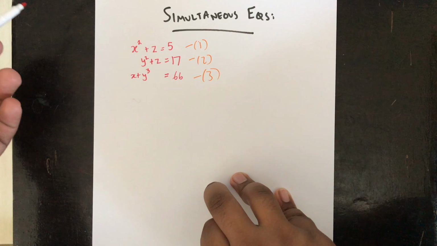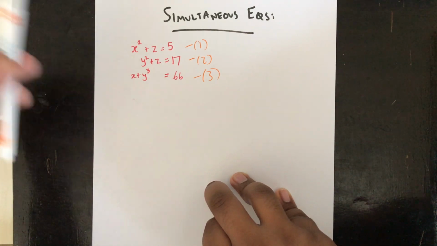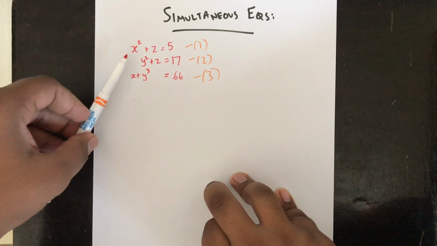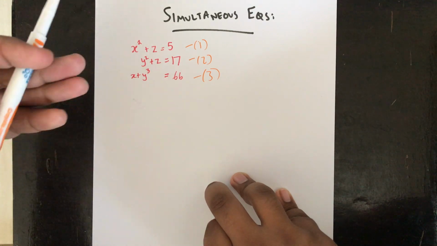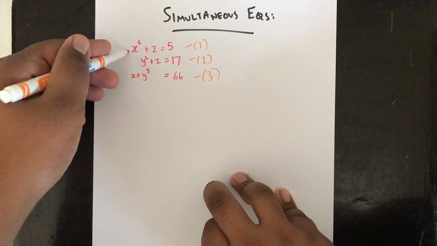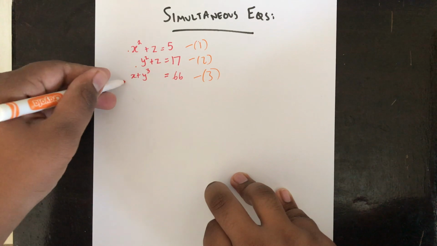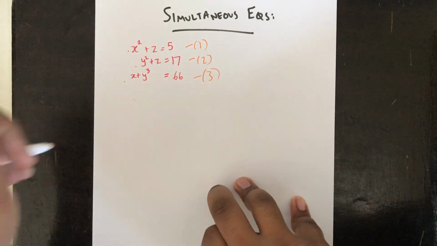All three of these equations are non-linear because none of them has its highest power as 1. The highest power in the first equation is 2, in the second is 2, and in the third is 3. So how do we solve this?